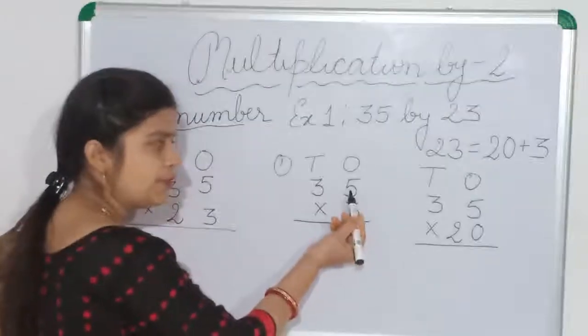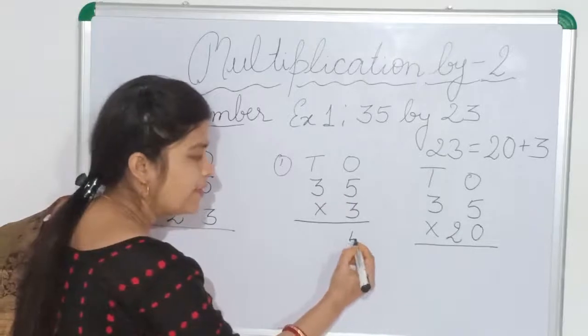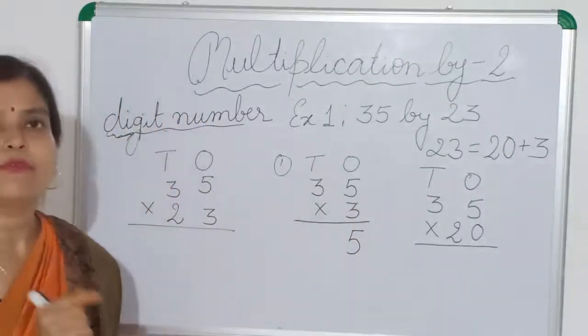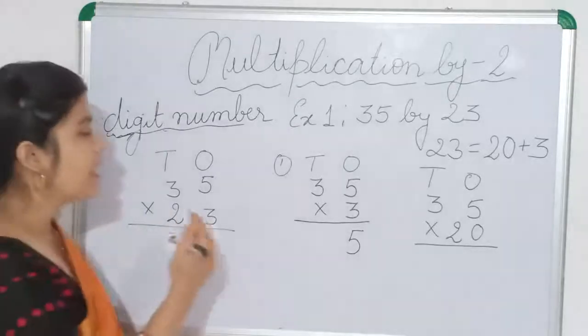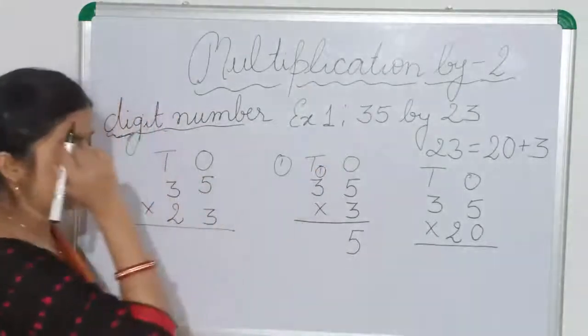3 into 5, that will be 15. 5 I will write here because it is 15 ones, that means 5 ones and 1 ten. So 1 ten I have to carry over here, okay? It is 5 ones and 1 ten.